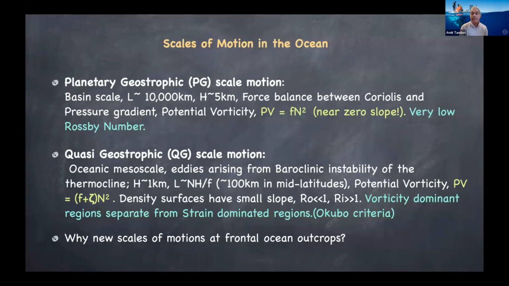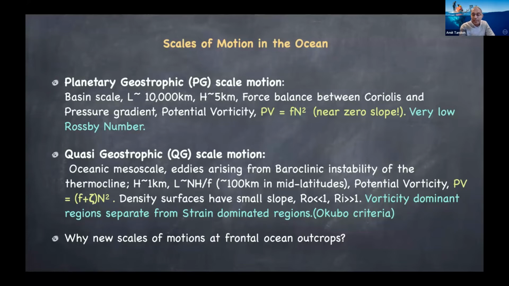And in this case, the vorticity dominated regions, which are cyclonic or anti-cyclonic eddies, are quite separate from the strain dominated regions. So you can think of mesoscale eddies as essentially containing the vorticity, and in between them are regions dominated by strain, which are being strained by the mesoscale eddies. And there are criteria like the Okubo-Weiss criterion, which can really separate these out.